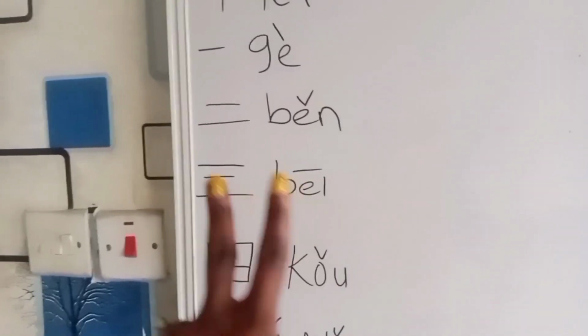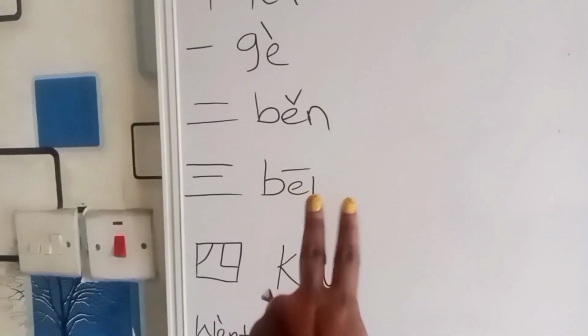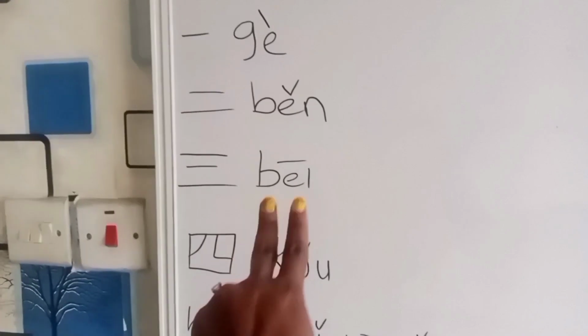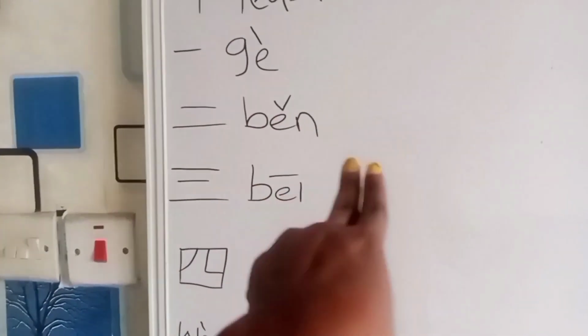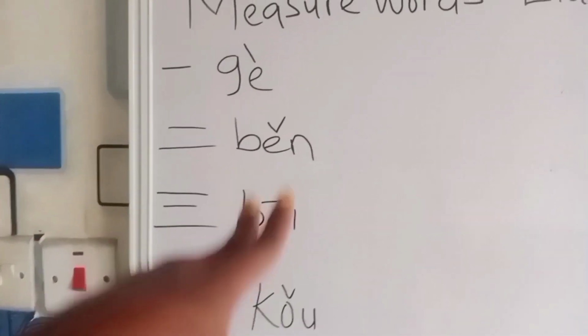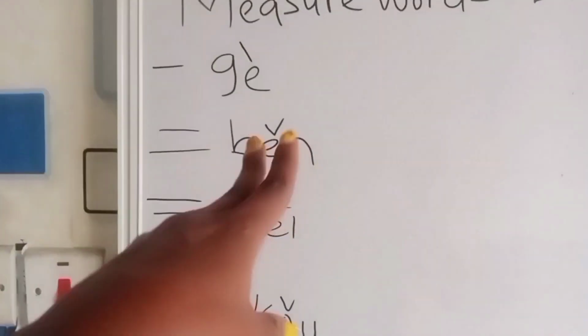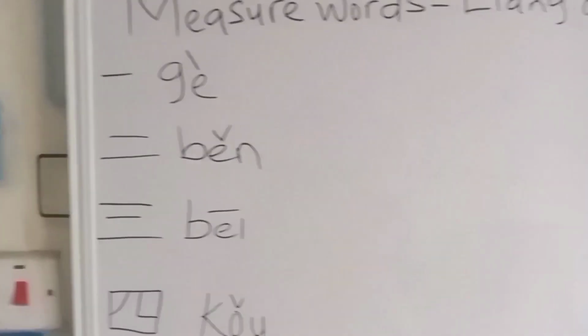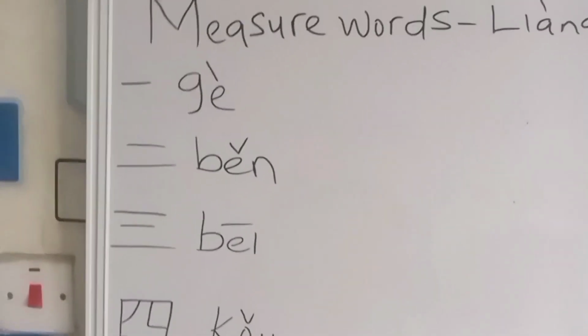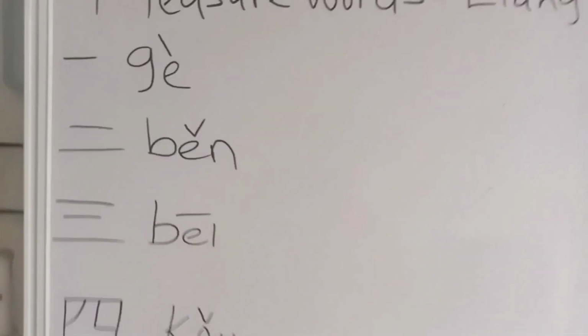2 cups of water will be 2杯水. Bei is the measure word for water. Ben is the measure word for book. Ge is a general measure word. You can use it for people. And there is also another measure word you can use for people. That is wei. And there is also ming.